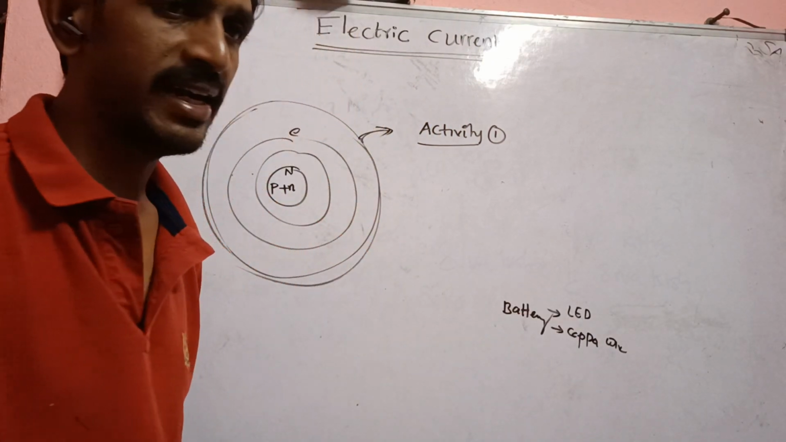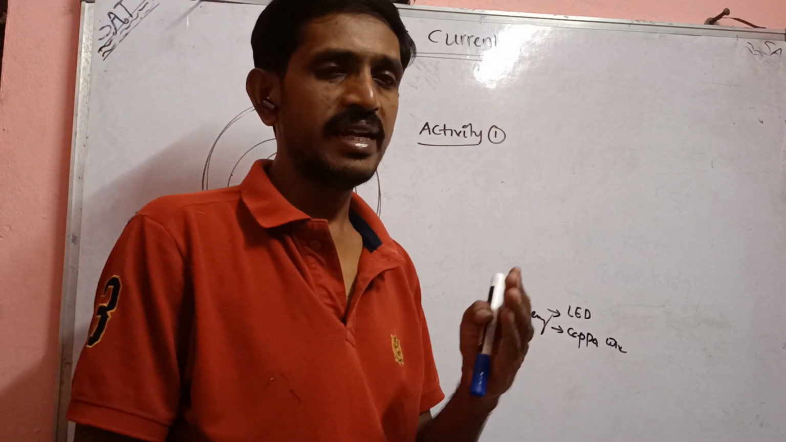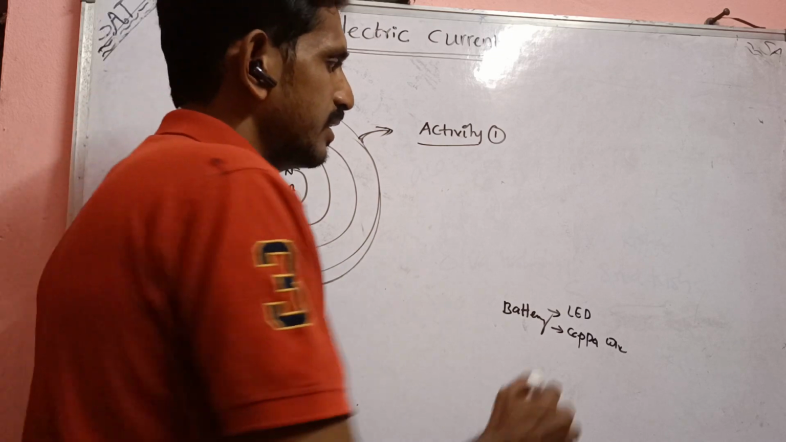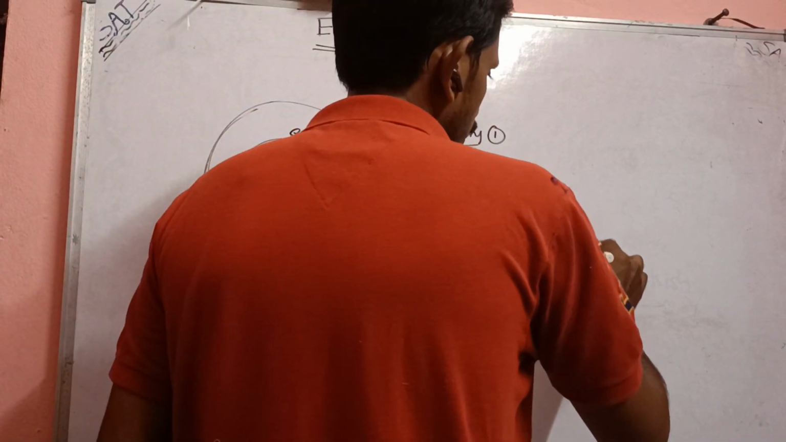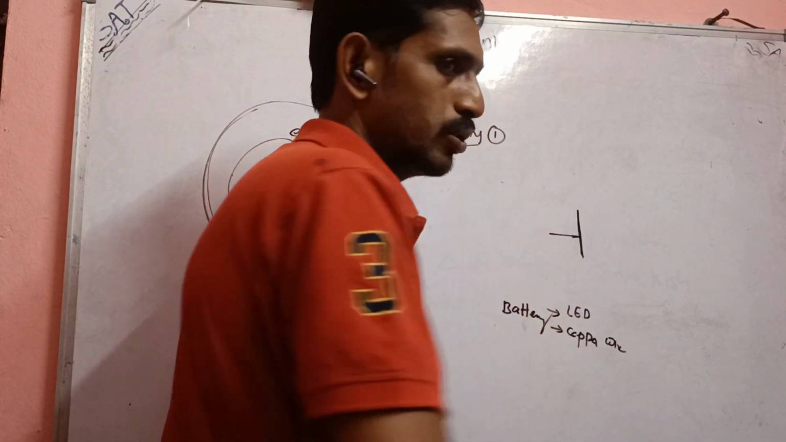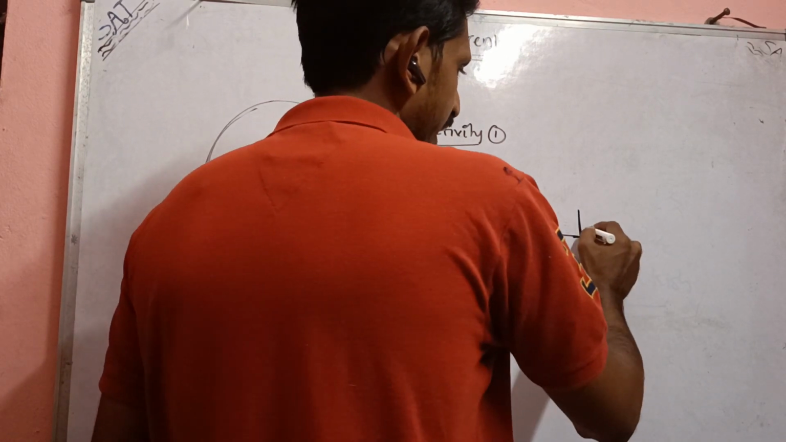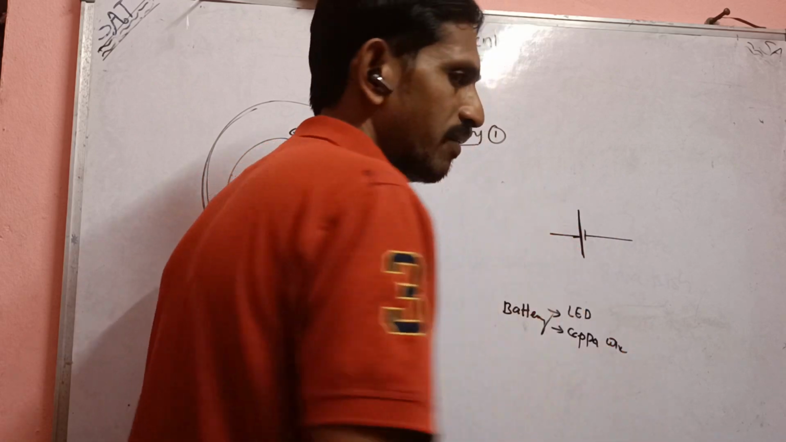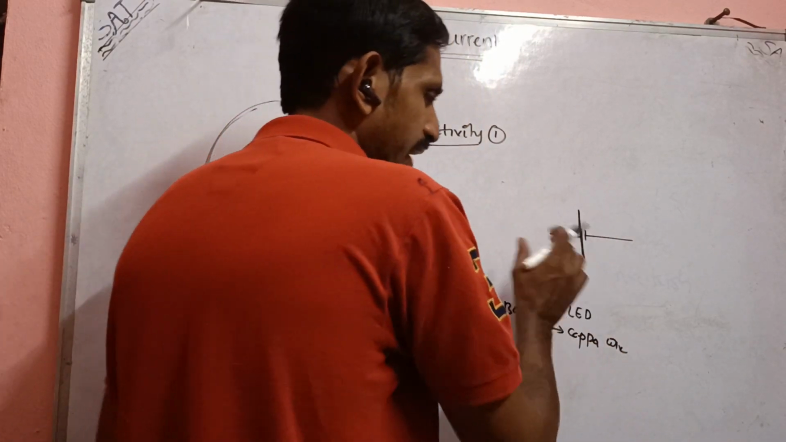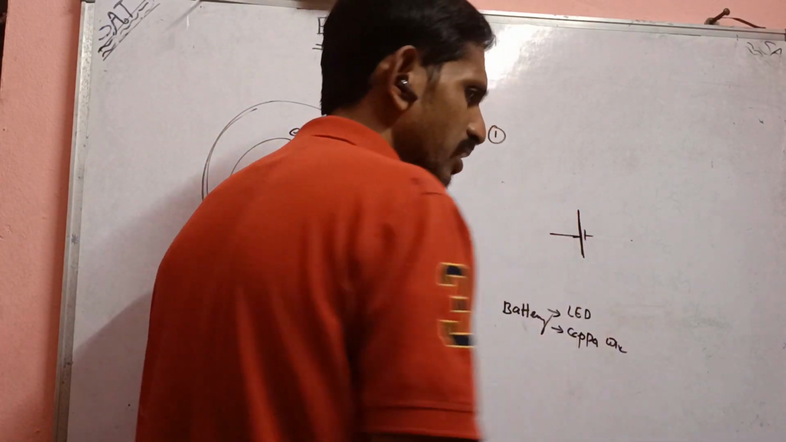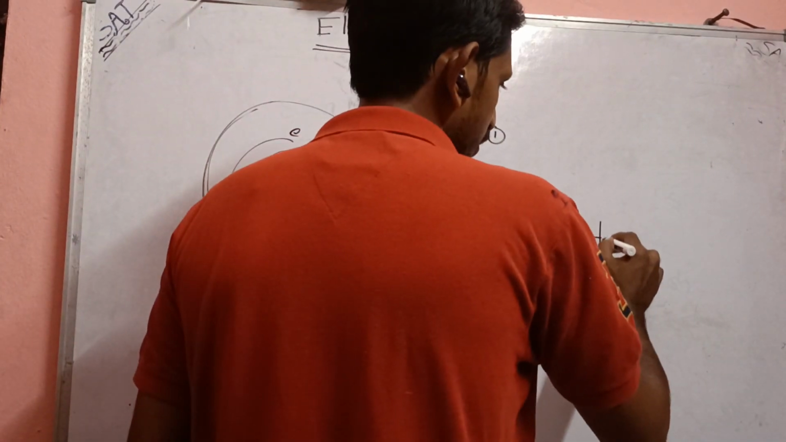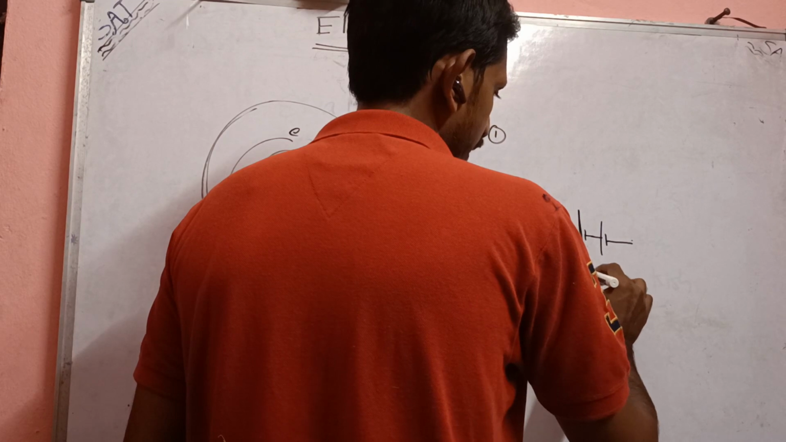The symbol for the battery: if you connect more than 2 cells in series, that is called a battery. It is like this. One longer line indicates the positive terminal of the battery. The short line represents the negative terminal of the battery, and this is the cell. If you connect these cells in series, more than 2 cells, that is called a battery.